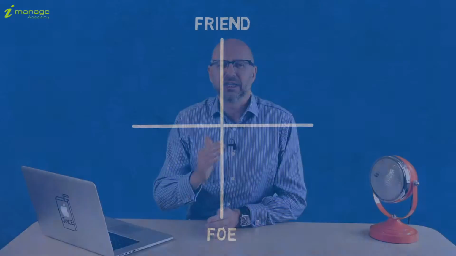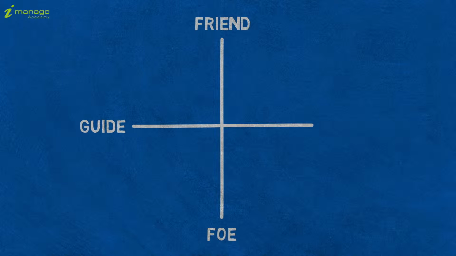And then the other axis, we're going for guide or enforcer. So am I actually supporting somebody and guiding them, or am I being much more deliberate in enforcing a particular outcome when I influence? So let's just work around the model really quickly.